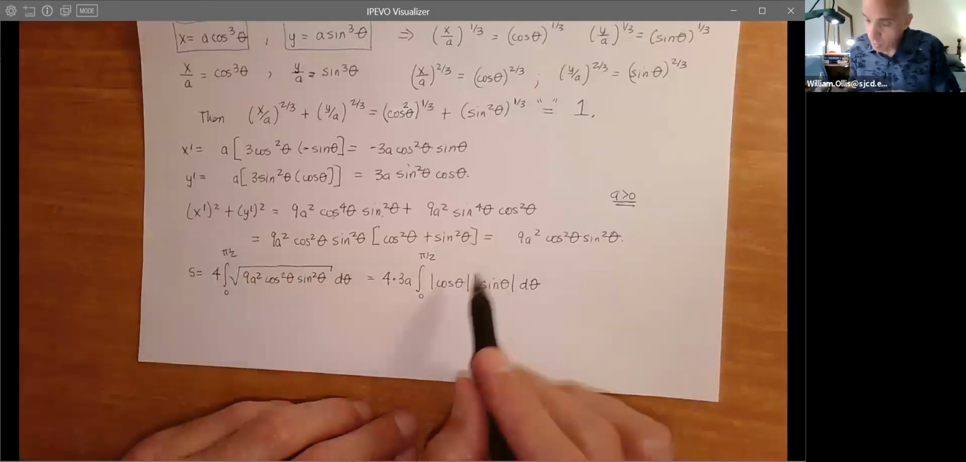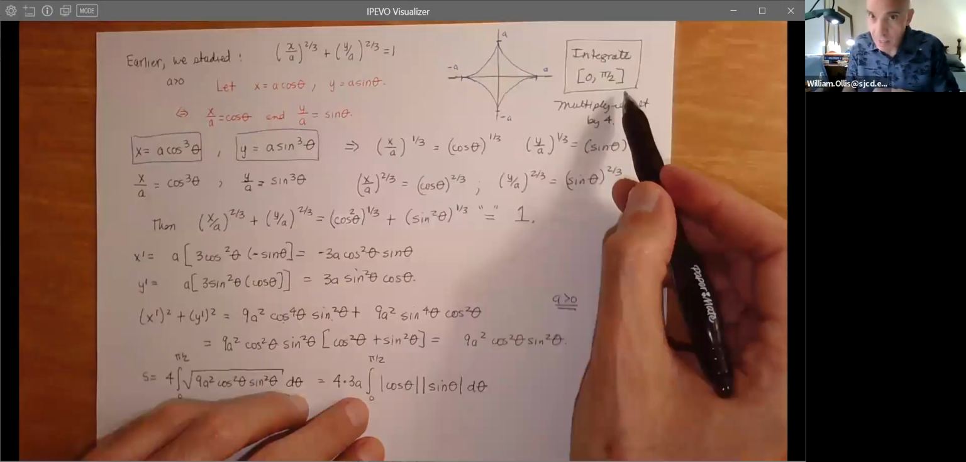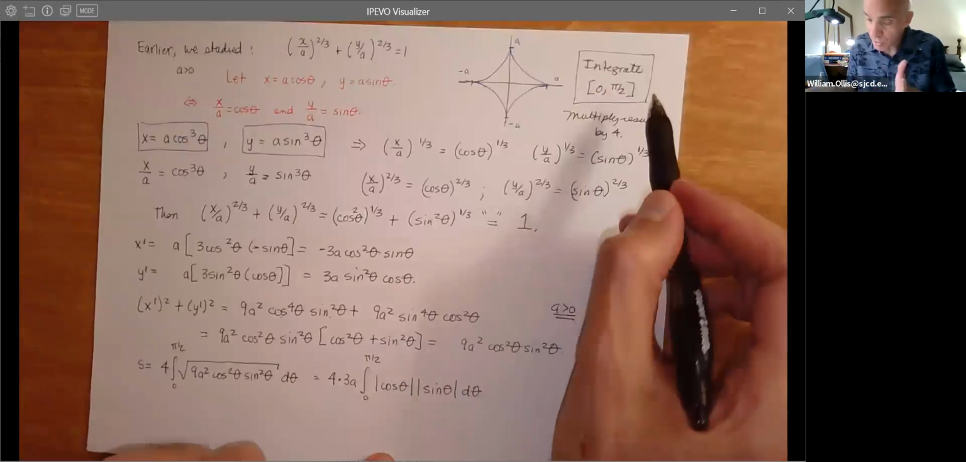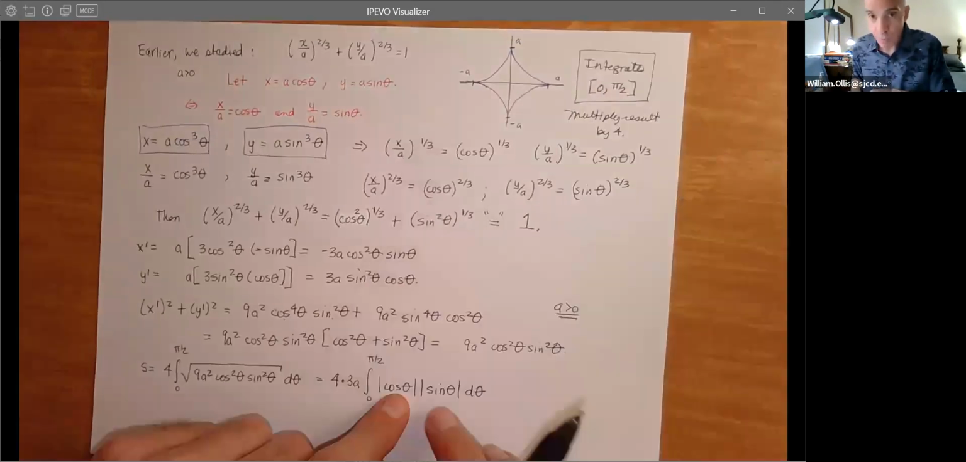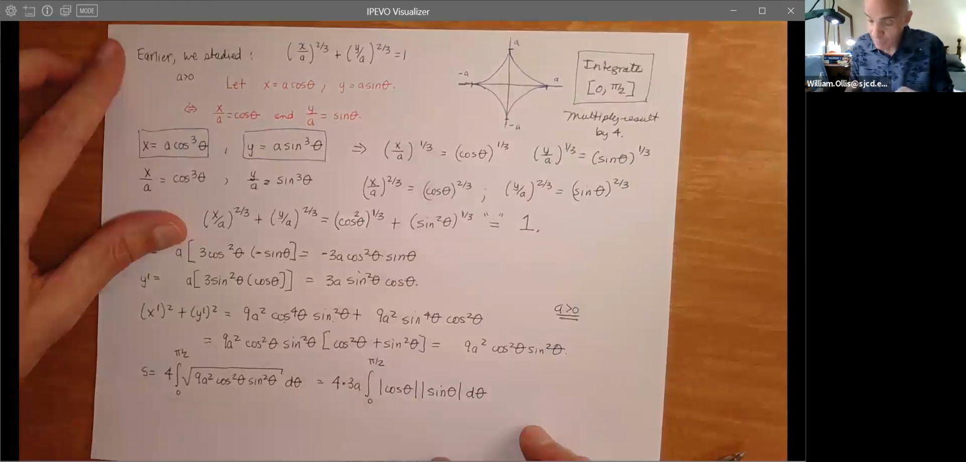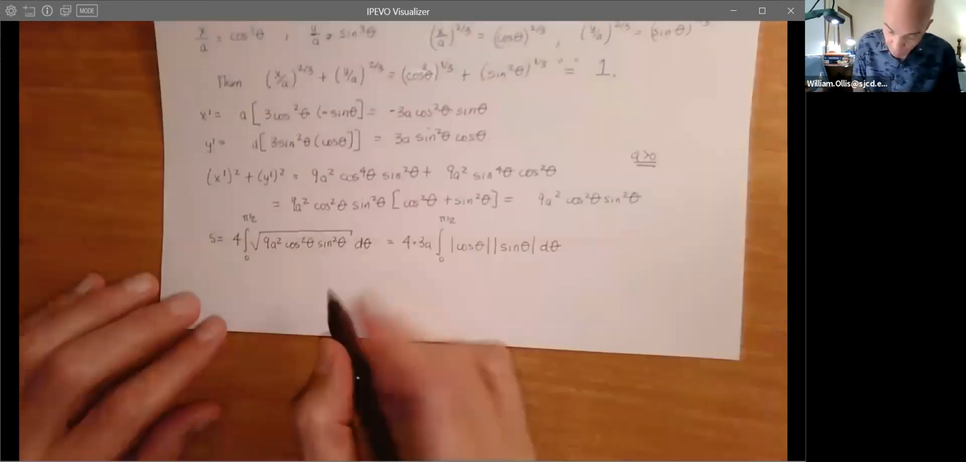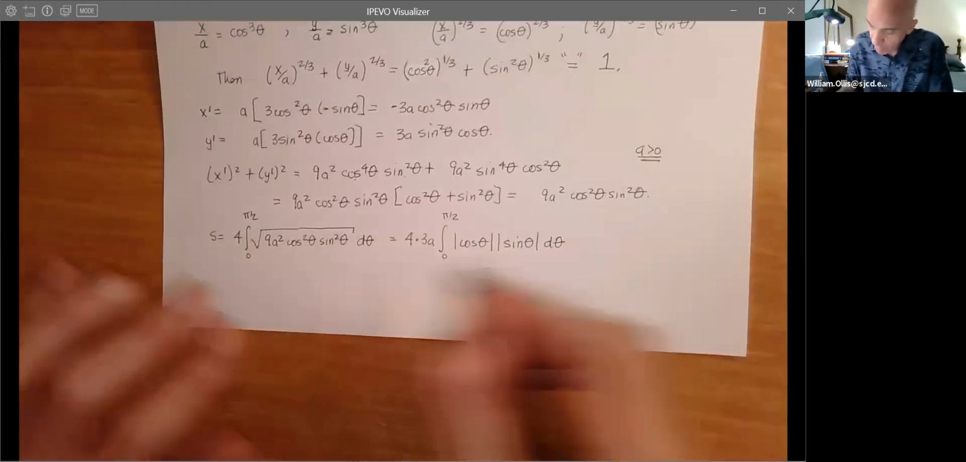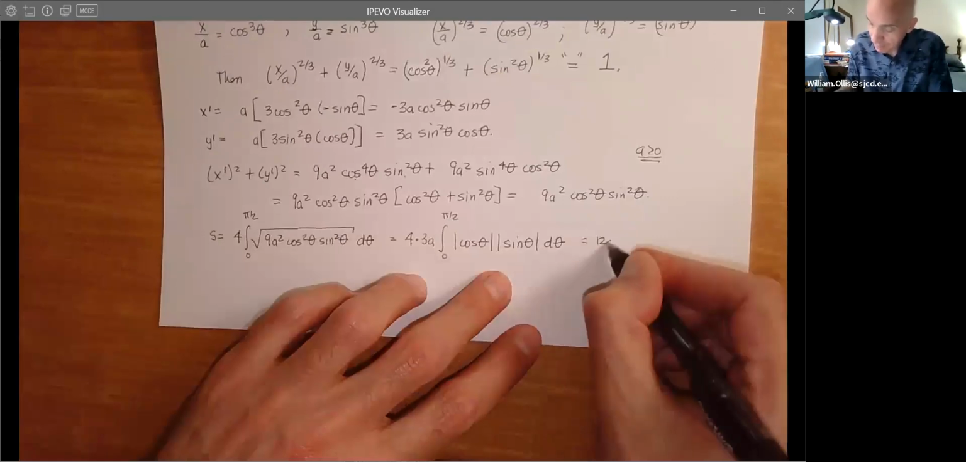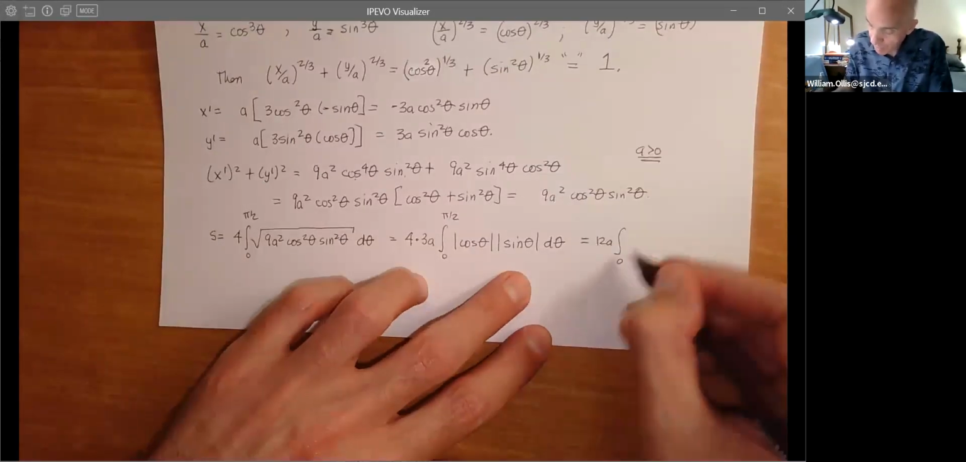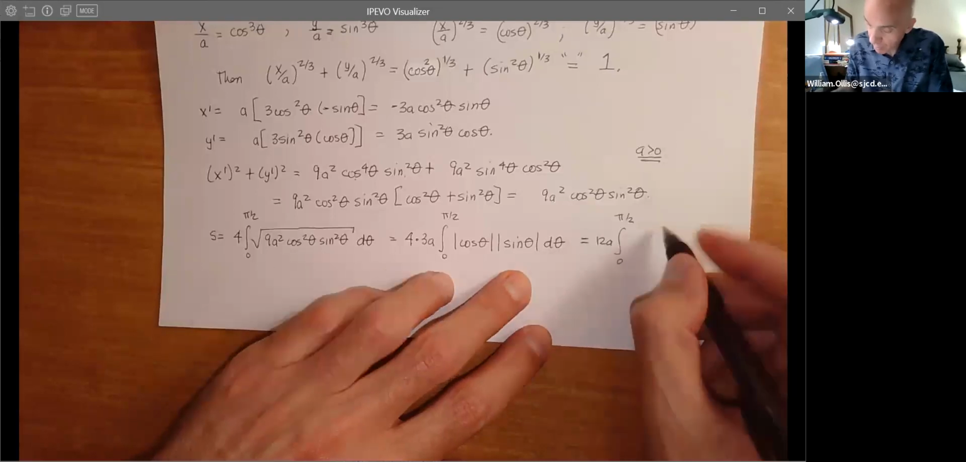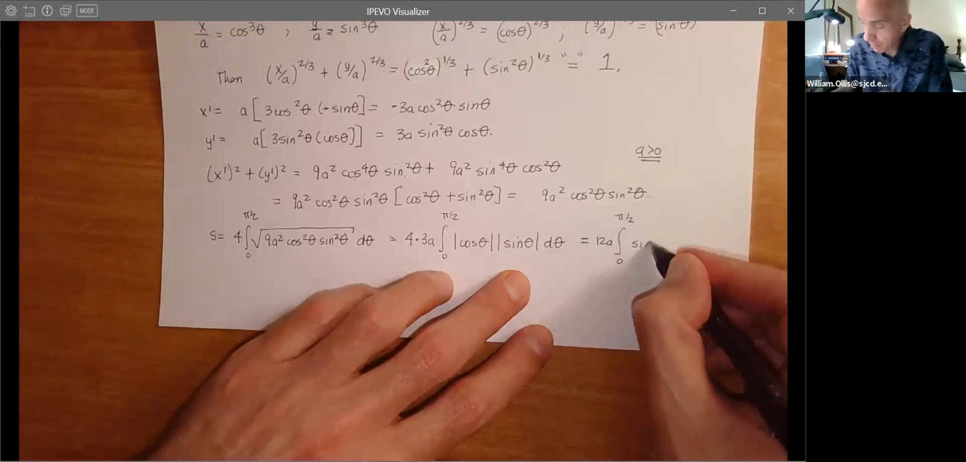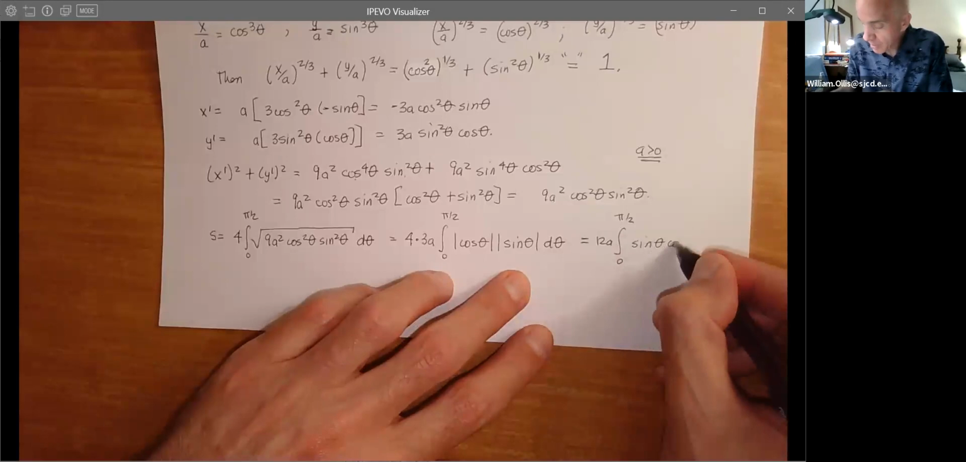So now notice here for this interval of integration, it's in the first quadrant. These are both non-negative, so we can remove the absolute values. So this will be, let me write it here, 12a, 0 to pi over 2, sine theta, cosine theta, d theta.